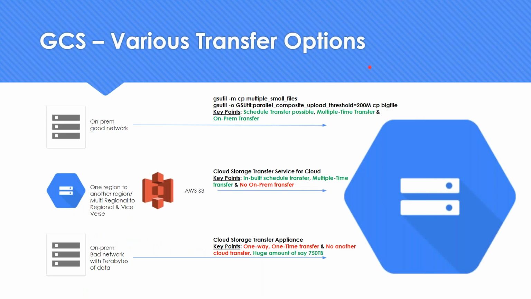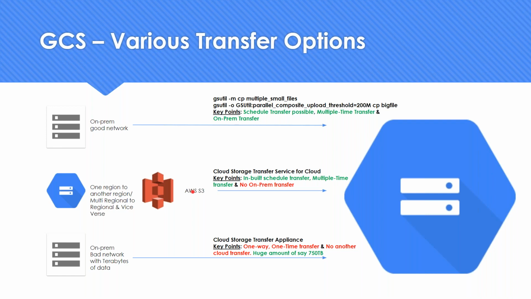Now, before the break, we saw two options. One using gsutil, where the bandwidth was really good, a decent bandwidth, and we were able to do it. That can help you easily go from on-prem to GCP. The second one was cloud to cloud, using a service called Transfer Service for cloud, and we were able to do that with the user interface.